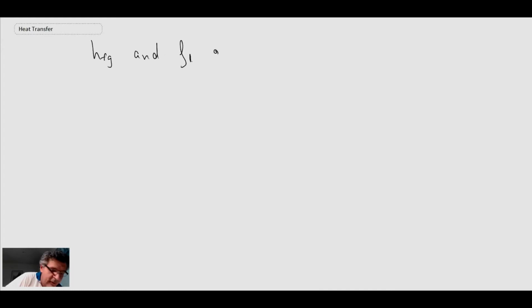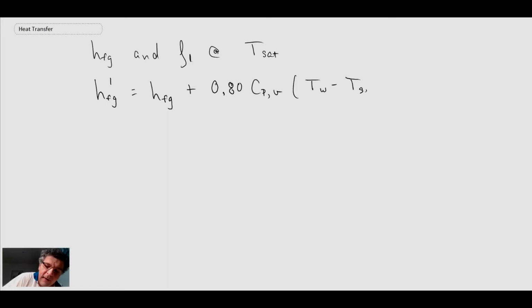HFG and rho liquid are at the saturation temperature of the liquid that we have. I assumed it's water. It's not always water. And then HFG prime, that's a modified value of HFG, and it is expressed in the following manner. And that's where you have the specific heat of the vapor, and make sure you use that in joules per kilogram Kelvin, or it will mess you up.